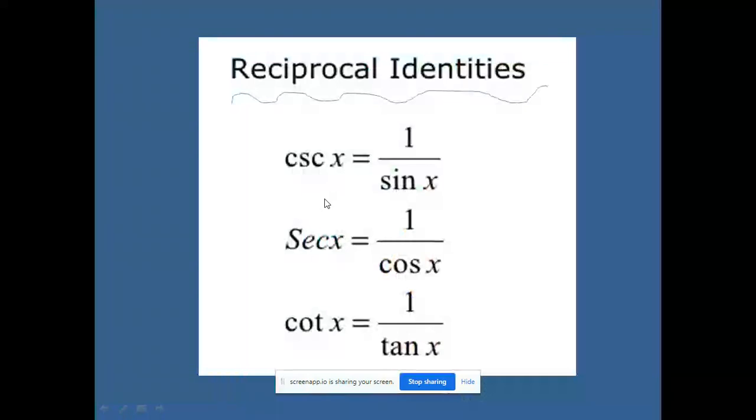Today we discuss trigonometric identities. First of all, we look at the reciprocal identities. Reciprocal identities we are learning from the starting onwards. That is, cosecant x is the reciprocal of sin x, so we can write it as 1 by sin x. And secant x is the reciprocal of cos x, so we can write it as 1 by cos x. Cot x is the reciprocal of tan x, so we can write it as 1 by tan x.